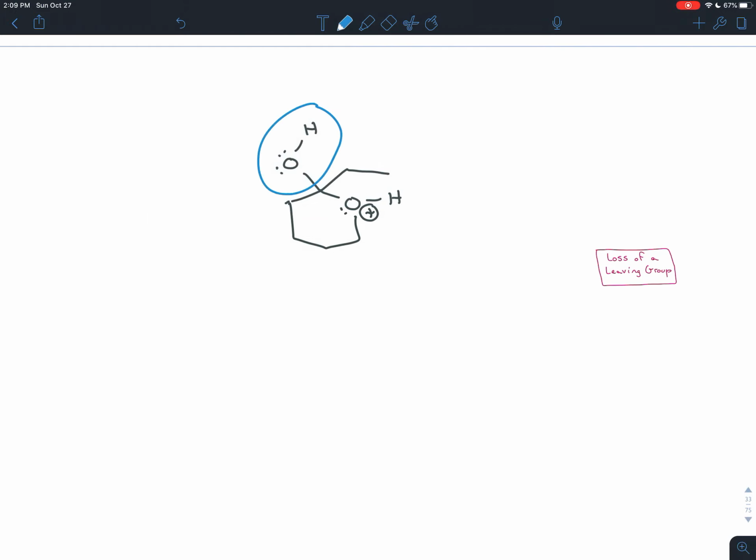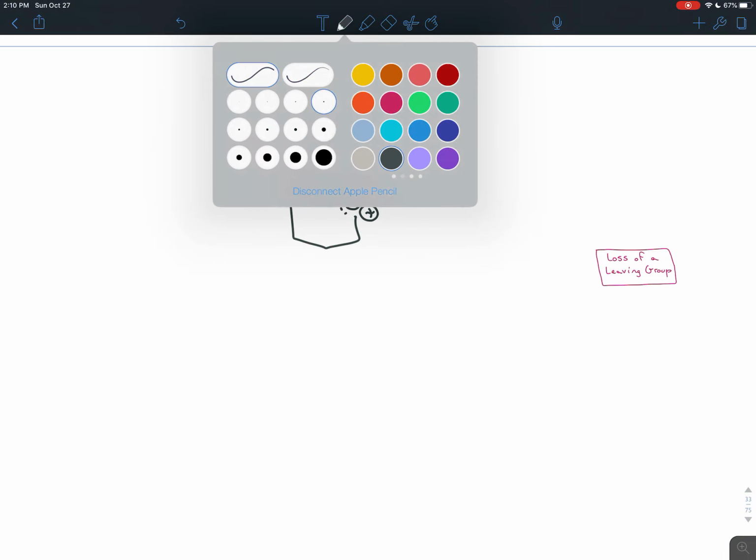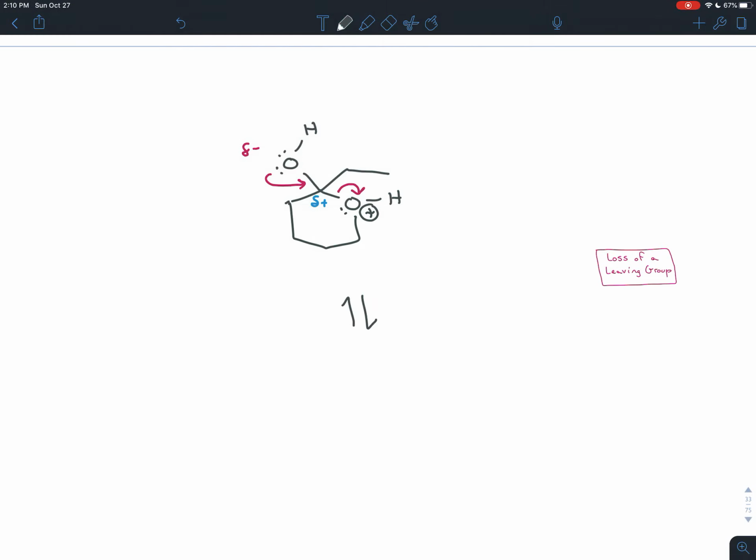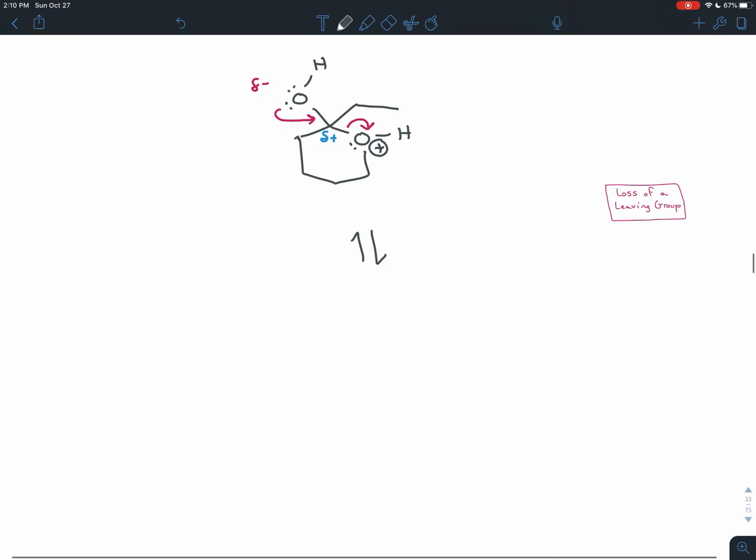All it needs is a small push, and the push comes from the alcohol. This carbon in between the oxygens is slightly positive because it's losing its electron density to those 2 carbons. The oxygen in the alcohol is slightly negative, and so its electrons have been eyeing that slightly positive carbon. It tries to form a pi bond to it. Normally it gets pushed back, but this time there's a good leaving group, so the leaving group takes its electrons and leaves. We have loss of a leaving group.